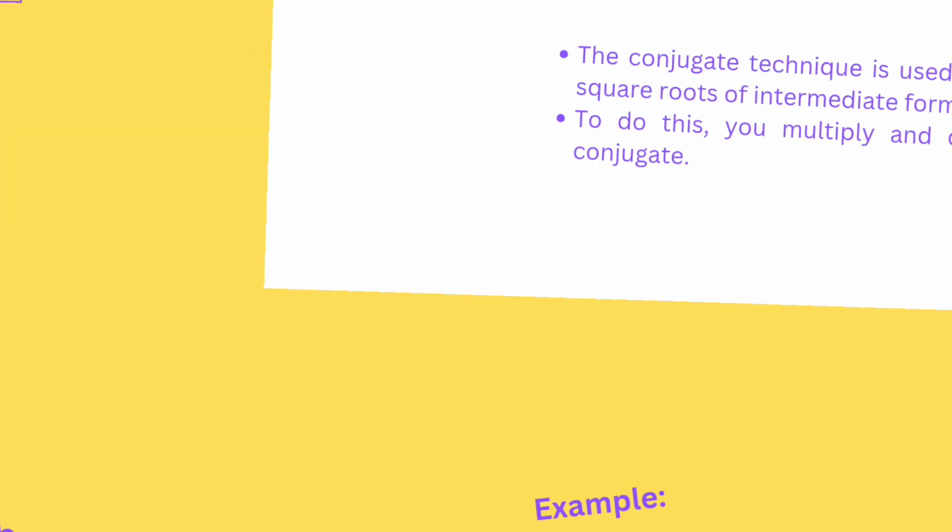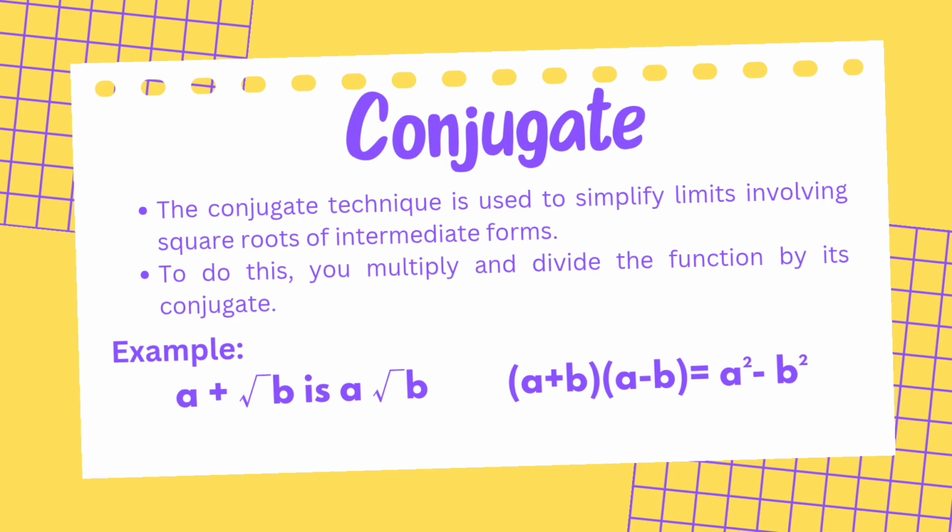The conjugate technique is used to simplify limits involving square roots or indeterminate forms. To do this, you multiply and divide the function by its conjugate. The conjugate is just the same expression but with the opposite sign in the middle. For example, the conjugate of a plus square root of b is a minus square root of b.